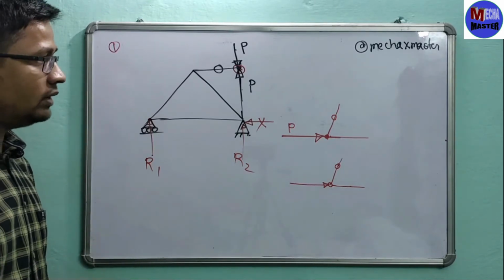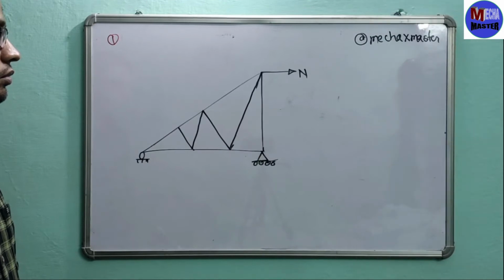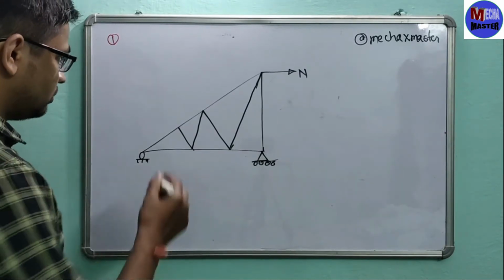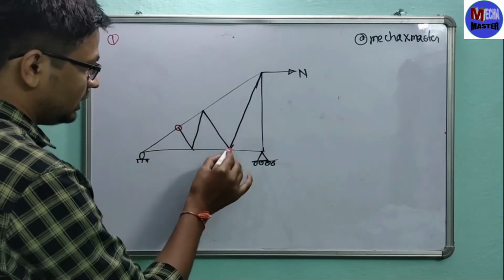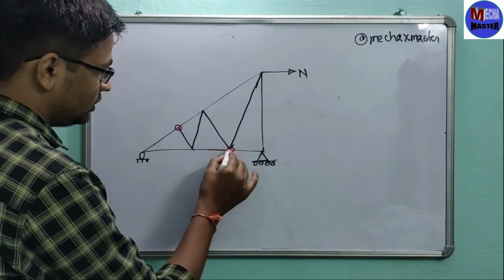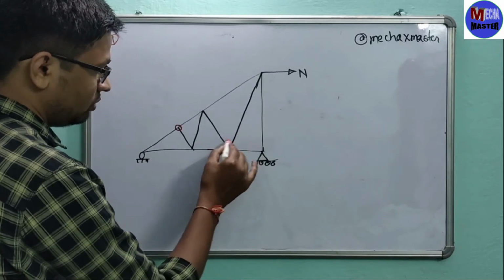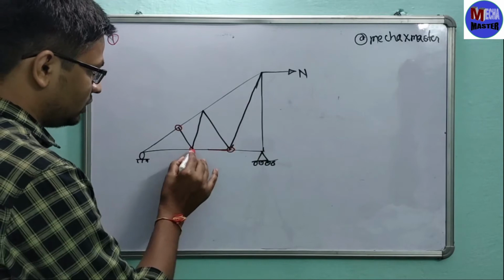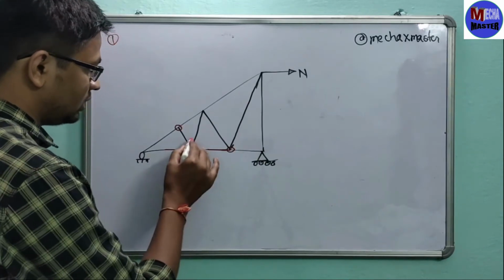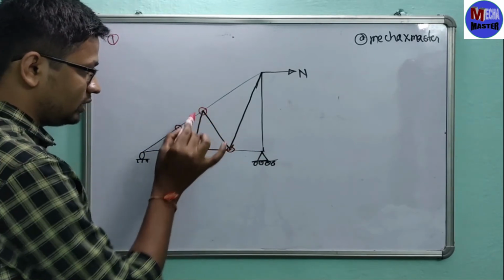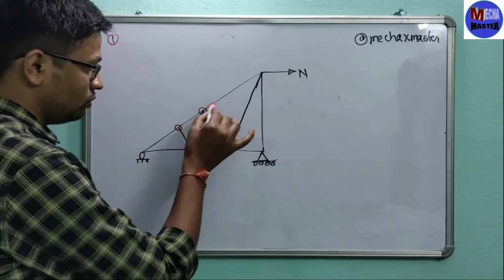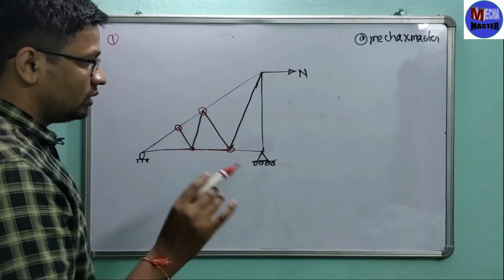So I will take another example. Please look at this example. This is very important and very easy. So how many zero force members are there? First of all, you have to pay attention at this point, because at this point these two members are collinear, but there are two other members, so that is not applicable. At this joint also there are two members that are collinear, but two others. This is not covered in our rule, that is, two members are collinear but two other members.